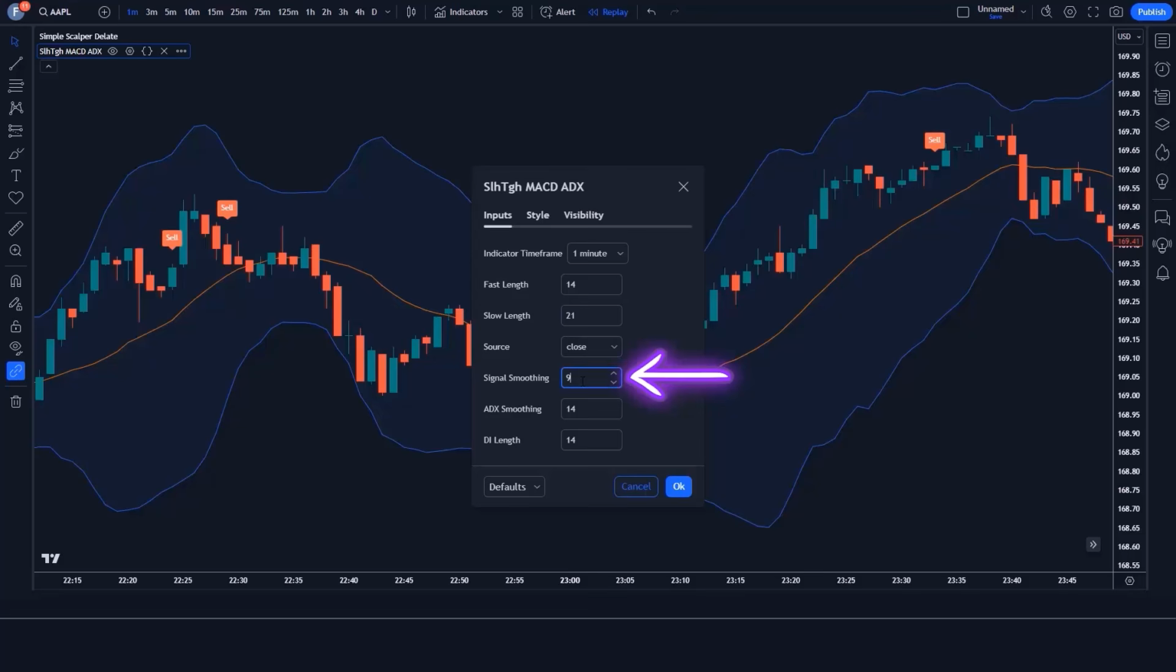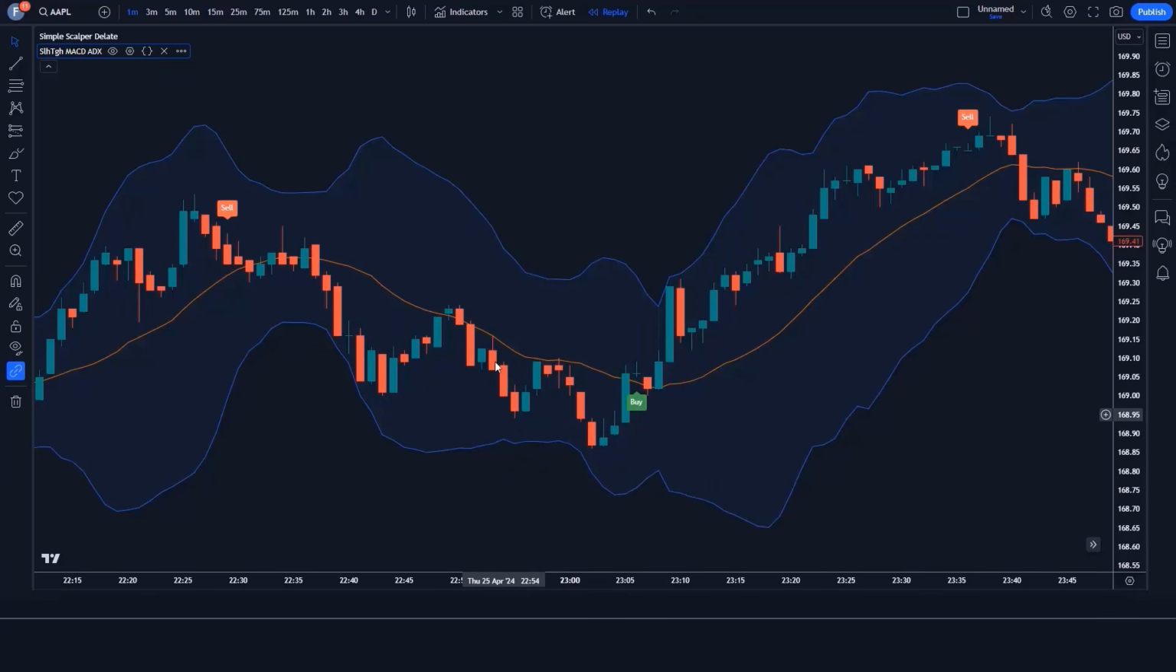We have to change this signal smoothing option from 9 to 10. We have to change this ADX smoothing option from 14 to 12. We have to change this DI length option from 14 to 12. Now our setup is ready.